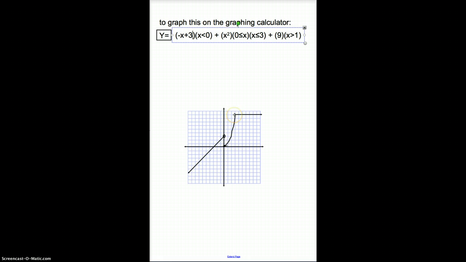And there's the x squared between 0 and 3, including 0 and 3, and there's the graph of 9 for values greater than 3. A lot of typos here, sorry. Greater than 3. All right, so that's a piecewise function.